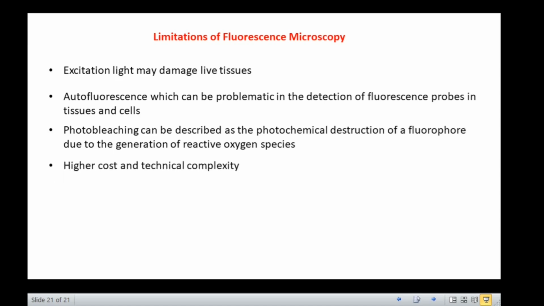Higher cost and technical complexity. And the last limitation is that the lifespan of fluorochromes is very short.